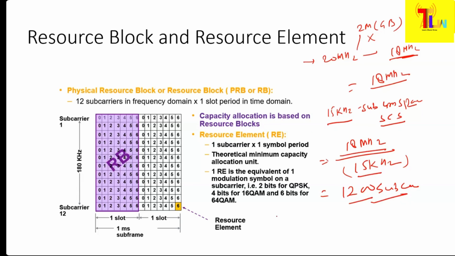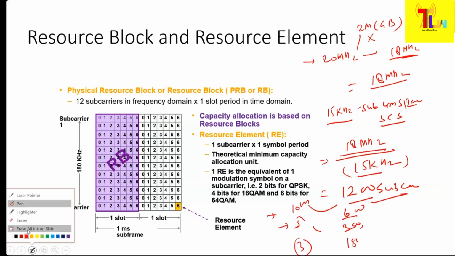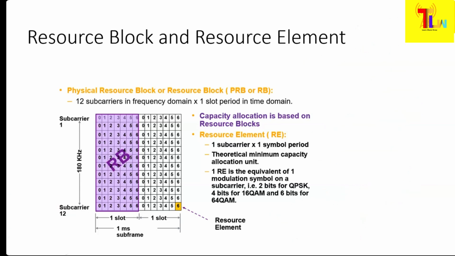Similarly, you can calculate for 10 megahertz and for 5 megahertz. In case of 10 it will be 600, in case of 5 it will be 300. In case of 3 it will be something like 150, or maybe a little bit less, we can calculate that. So depending on bandwidth you have some number of subcarriers. Now let's discuss the resource block.